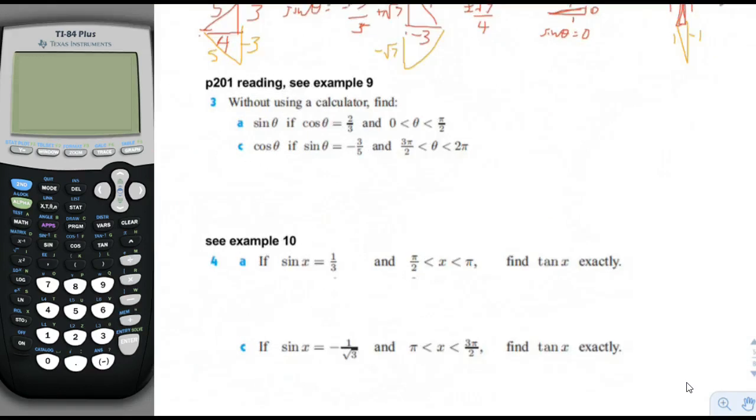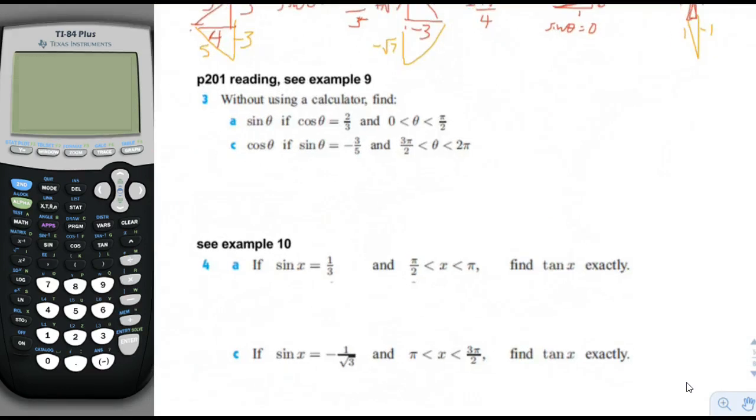Okay. Number 3, without using a calculator, find sine theta if cosine theta equals 2/3. And theta is between 0 and pi over 2, which is 90 degrees, right? Okay, so if cosine theta is 2/3, that means that it's a triangle that looks kind of like this. The ratio from the adjacent to the hypotenuse is 2/3. What would be the opposite? Let's see. This would be 2 squared plus what squared equals 3 squared. That would be square root of 5. Okay? So we would know that sine theta would be square root of 5 over 3.